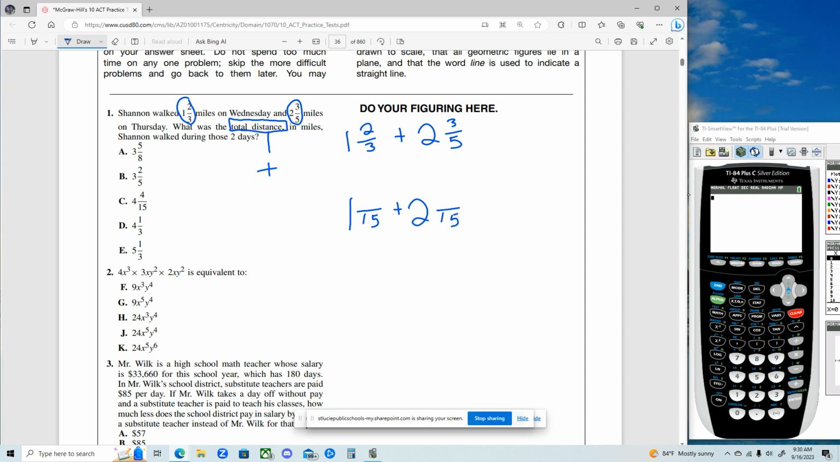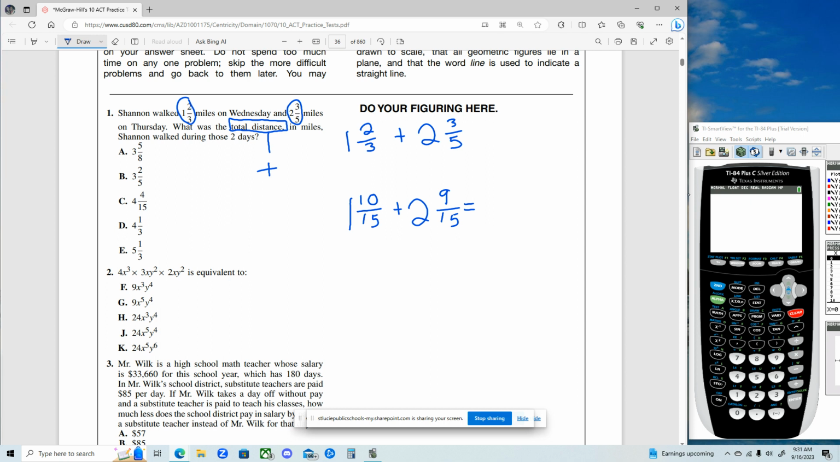My 3 turned to 15. That was 3 times 5. So if I multiply the bottom by 5, I got to do it to the top. 2 times 5 is going to give me 10. On the next one, 5 turned to 15. That was 5 times 3. If I multiplied the bottom times 3, I got to do the same thing to the top. So 3 times 3 is going to give me 9.